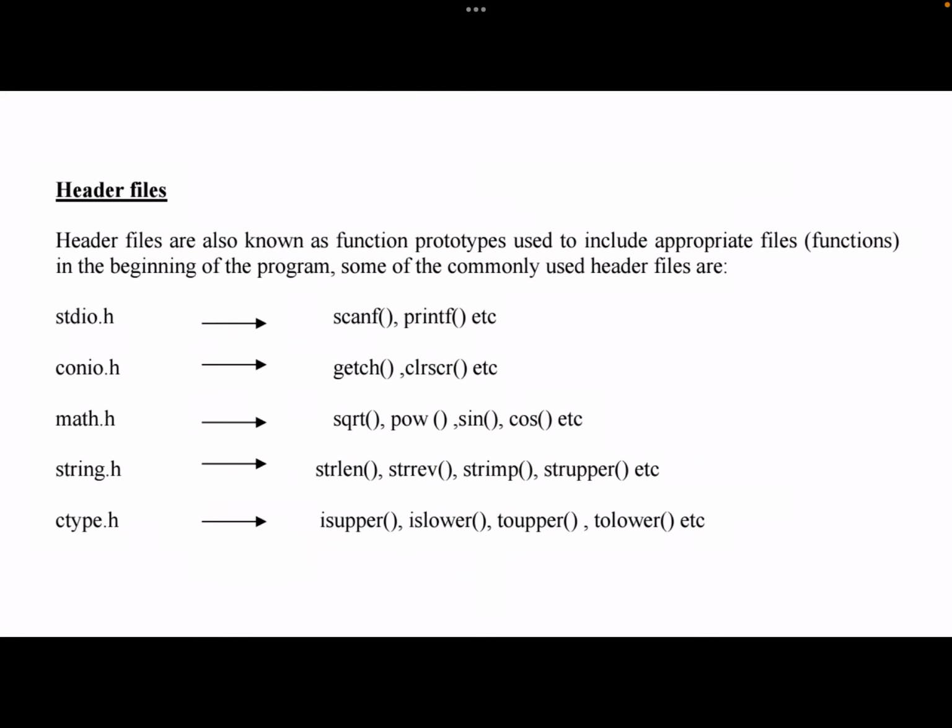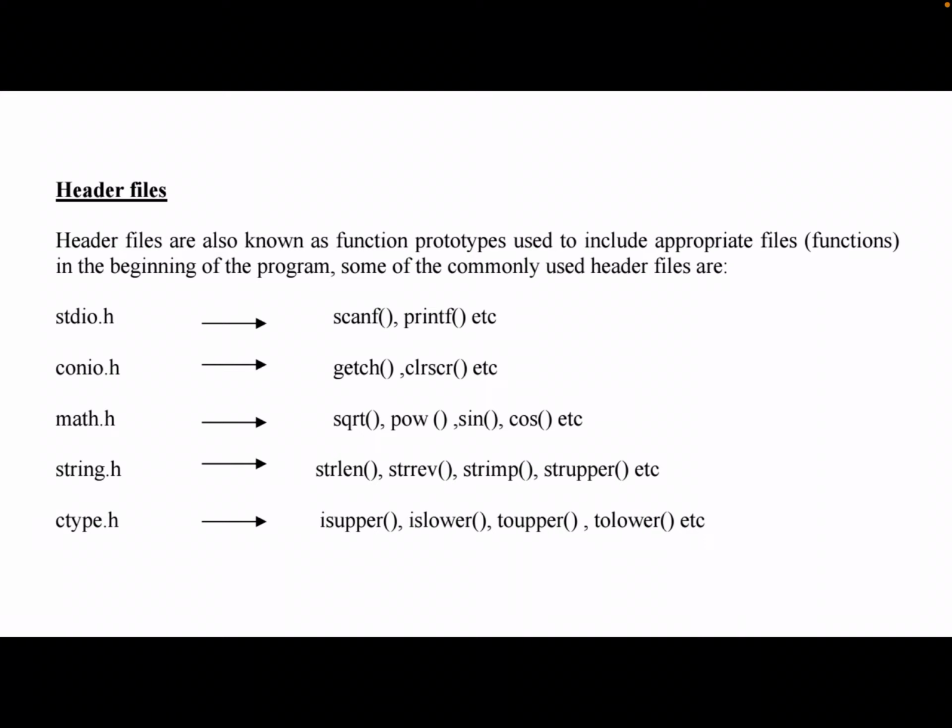Now coming to the header files, they are also known as function prototypes, and they include the appropriate files or functions at the beginning of the program. Some of the commonly used header files are listed below. Most of the time we will be using the header file stdio.h, the standard input output header file, which includes the scanf and printf statements. All the input and output functions are included here. The next header file is conio.h, the console input output header file, which includes input output functions for characters like getchar, putchar, and clear screen, etc.